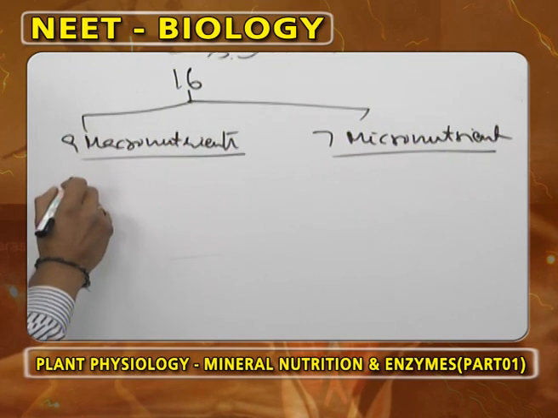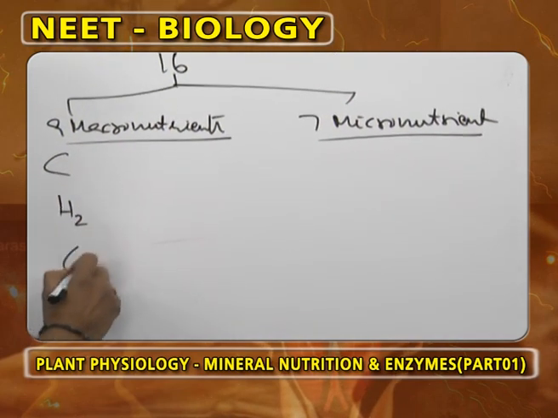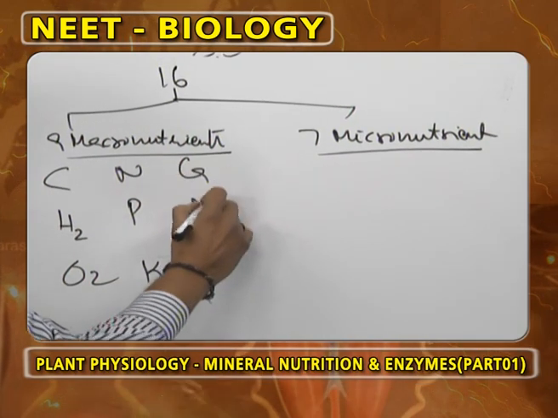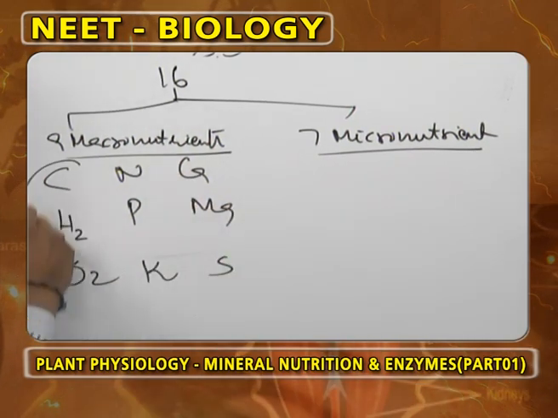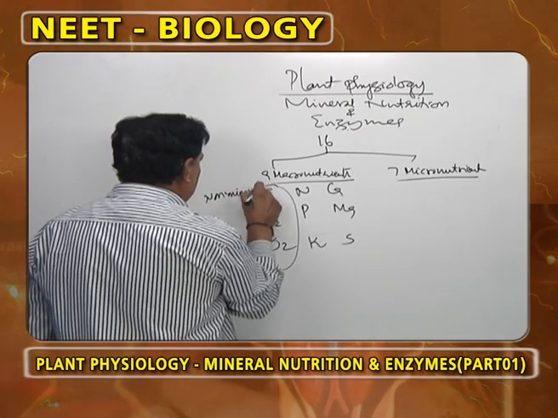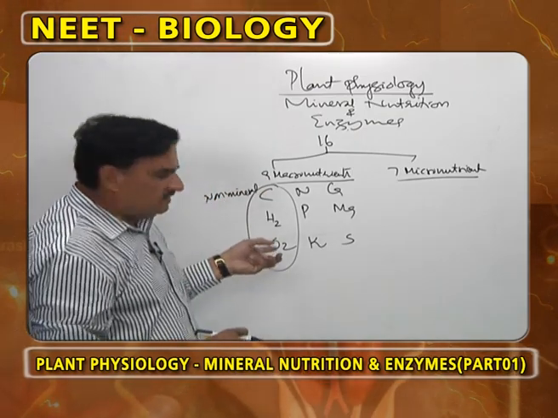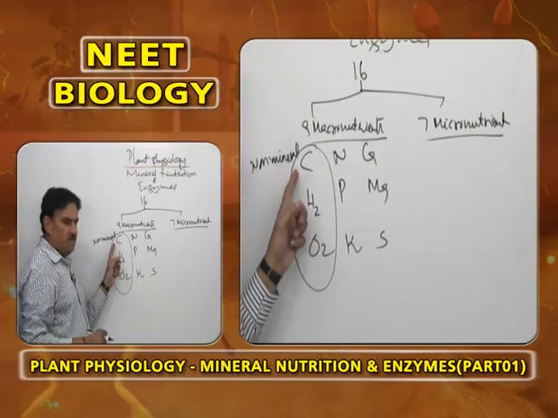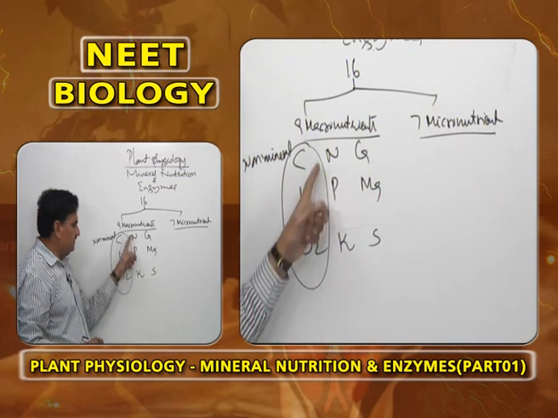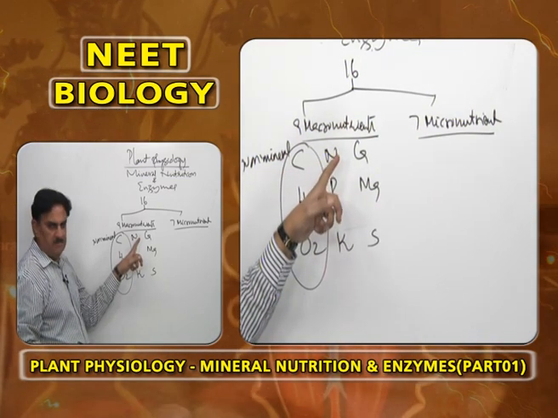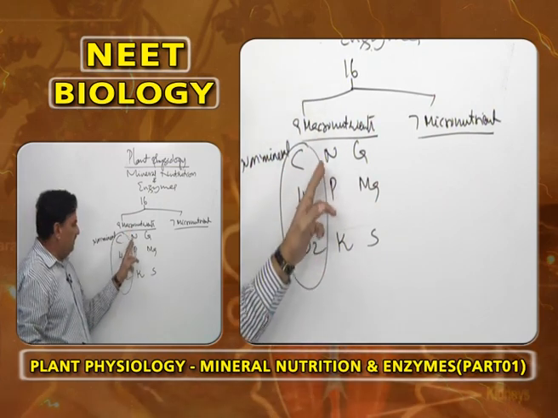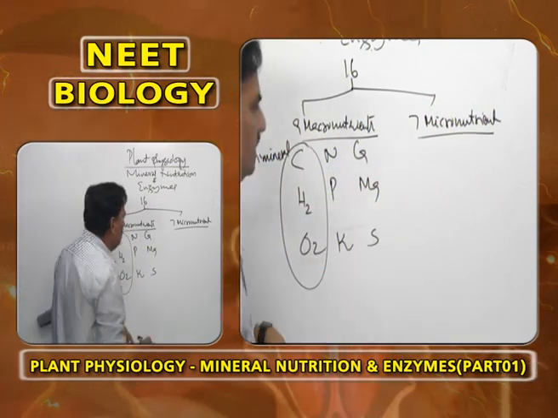The essential elements are carbon, hydrogen, oxygen, nitrogen, phosphorus, potassium, calcium, magnesium, sulfur. These three are called non-mineral essential elements because carbon, hydrogen and oxygen are not obtained from the soil. Carbon comes from carbon dioxide, hydrogen from water, oxygen directly from the atmosphere, but the remaining 6 are taken directly from the soil. So, non-mineral macro elements are these 3, mineral macro elements are these 6.